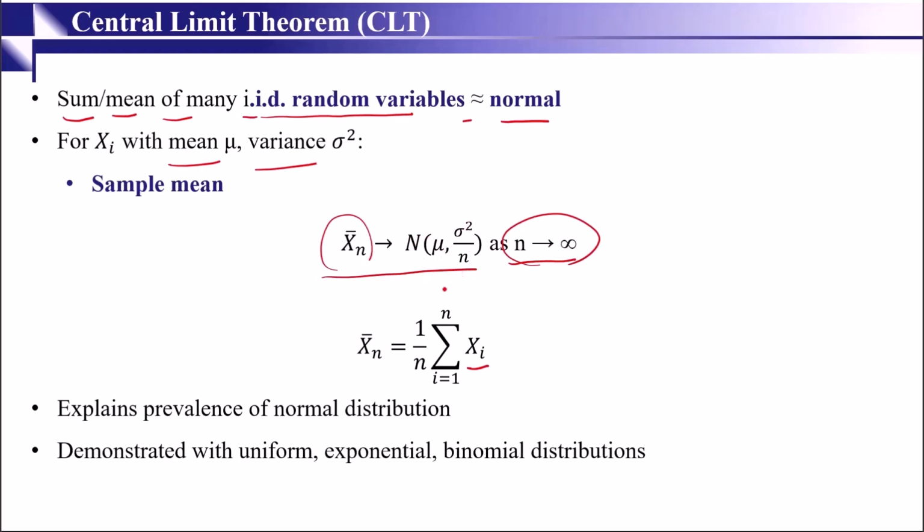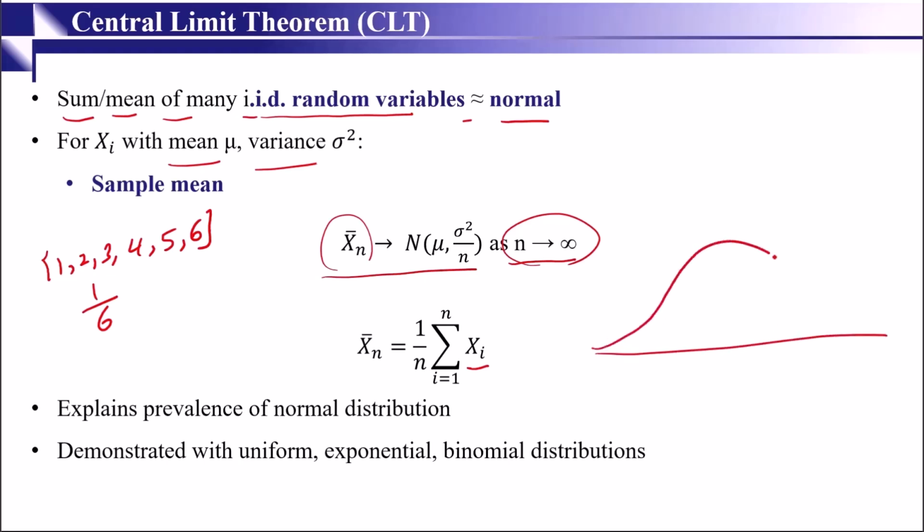squared divided by n. For example, you roll a 6-sided die many times. The individual rolls here are 1, 2, 3, 4, 5, and 6, and the probability is 1 by 6. It's a uniform distribution, not a bell shape. But if we take samples of 50 rolls each and calculate the average of each sample, and repeat this process many times and plot the sample averages, then the CLT states that these averages will form a bell-shaped normal distribution. It will be something like this, with the mean of 3.5.